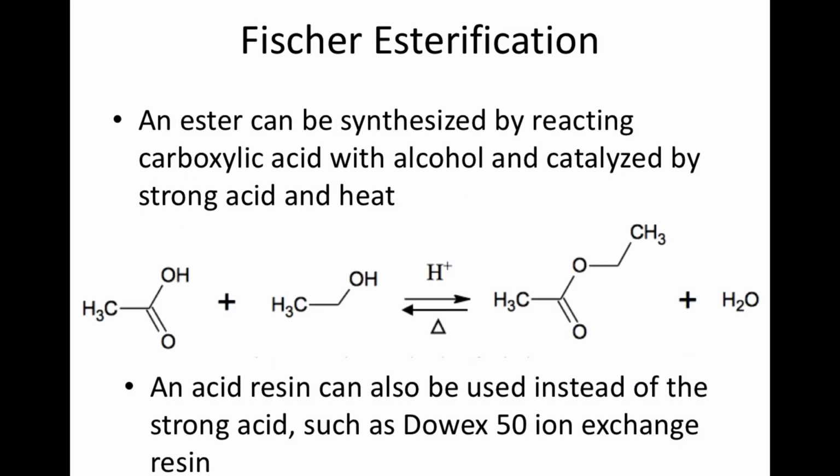To synthesize ethyl acetate, ethyl alcohol is reacted with acetic acid with acid catalyst and heat. The catalyst in this experiment is Dow X50, which is a type of ion exchange resin. Let's review the mechanism of this reaction.